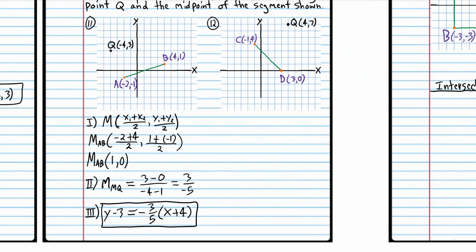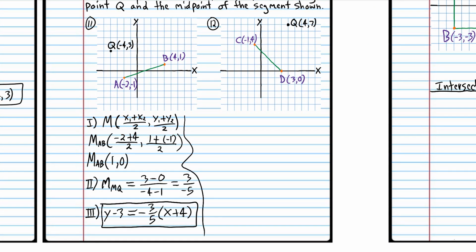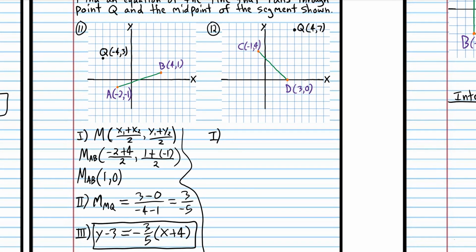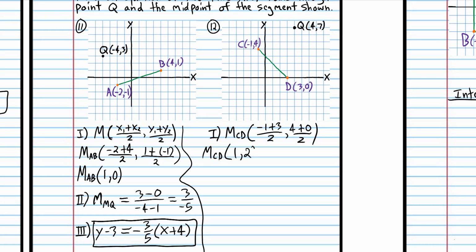All right, so let's try one more of those before you try one on your own. Step 1, we're going to find the midpoint between C and D. So we're going to add the x values and divide by 2, and add the y values and divide by 2. And then we get 1 and 2, that's right.